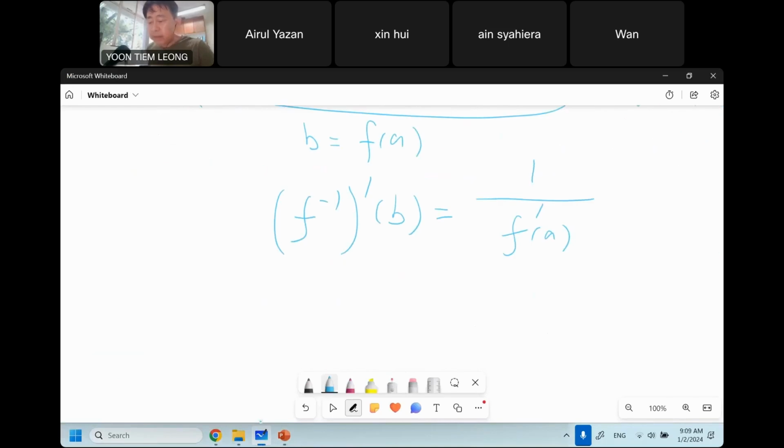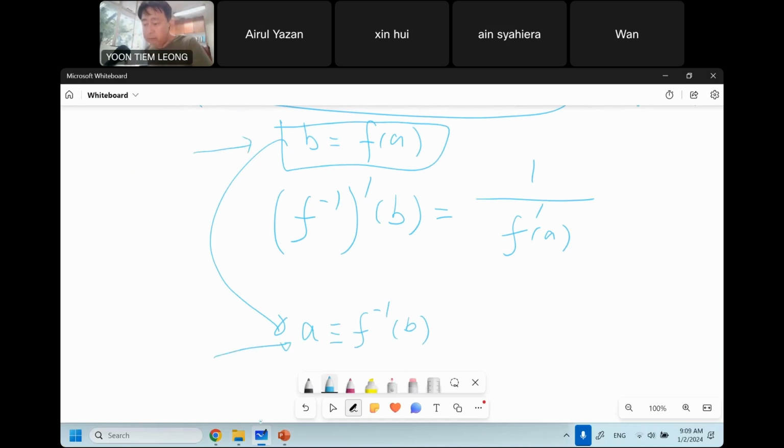And then b and a are related. So here, if b is the value of the function at x equals a, then equivalently, the statement can also be expressed in terms of the inverse. That is, a can also be expressed as f inverse acting on b, right? So these two statements are actually equivalent, right?